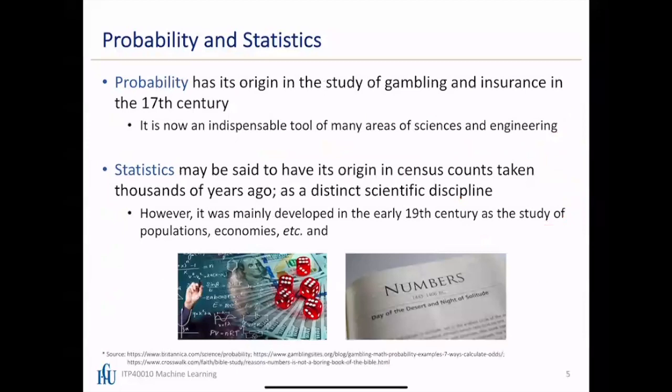Brief history. Probability came from the study of gambling and insurance, from the 17th century. And statistics is from long ago. It is actually from the Bible, the Book of Numbers, where the counting of the population can be an example of statistics. So it was from a really, really long time ago. But the main methodology was developed within the last 100 years. That's an interesting point.